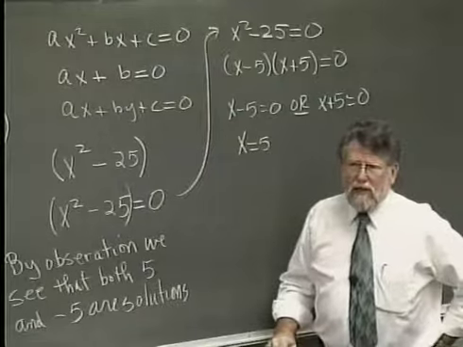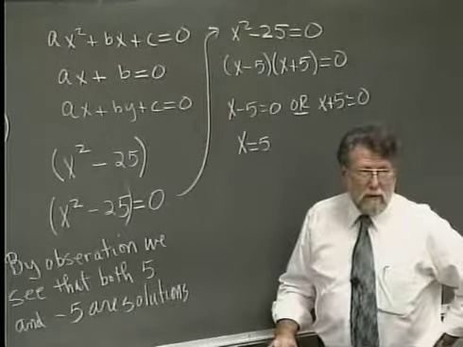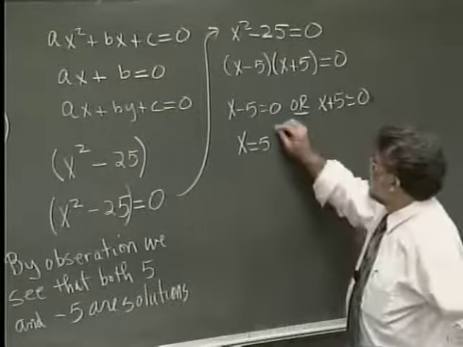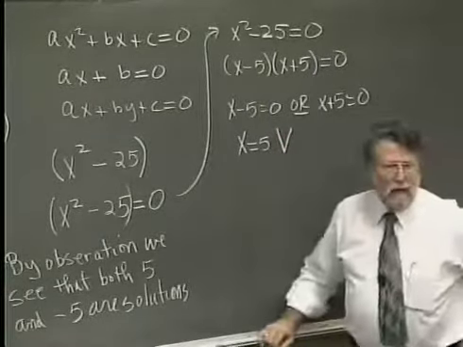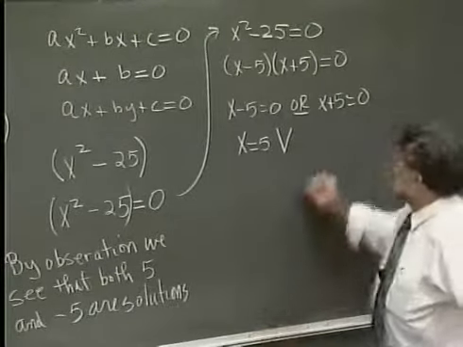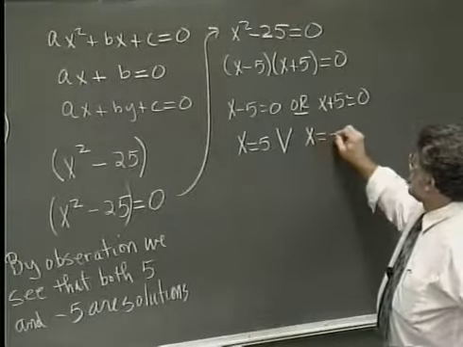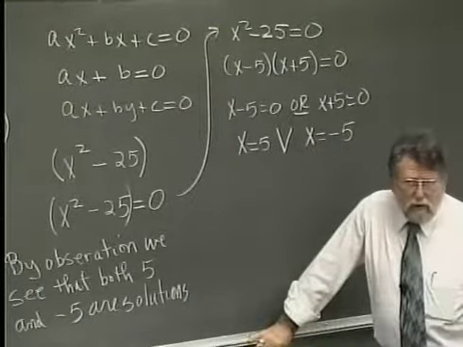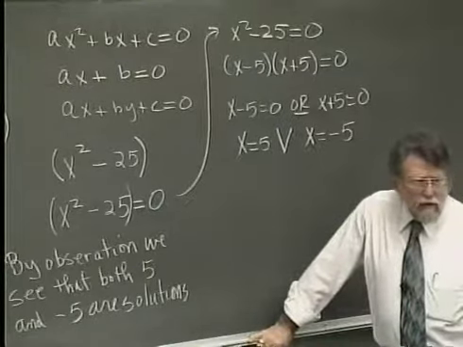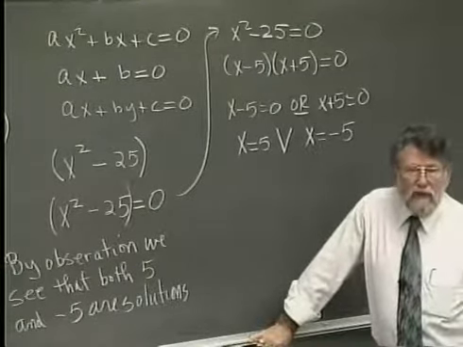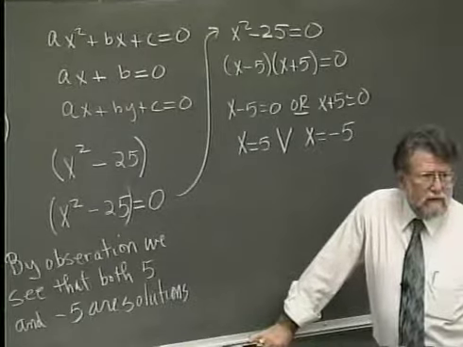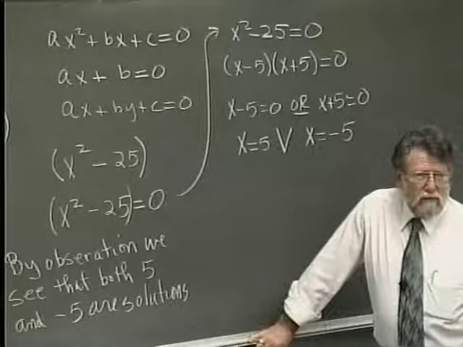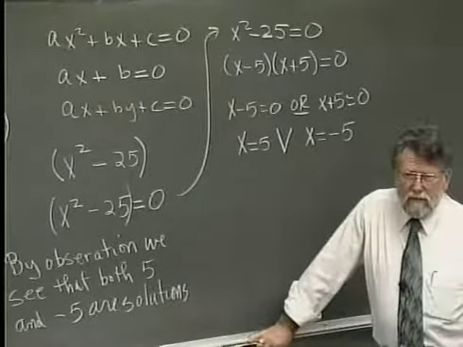Now, what is the predicate logic symbol for or? A V sign. That's or. Do we agree? Two solutions. One value or the other would be a solution. It's a second degree equation, hence two solutions. Not so bad, is it?